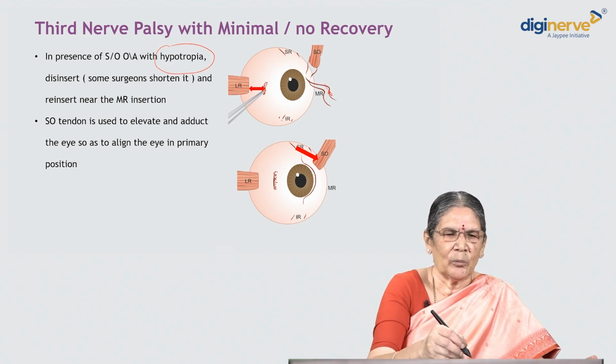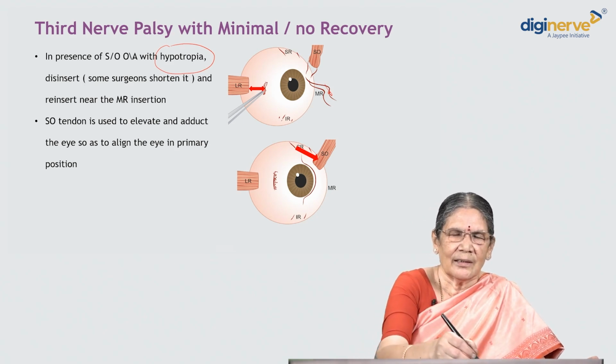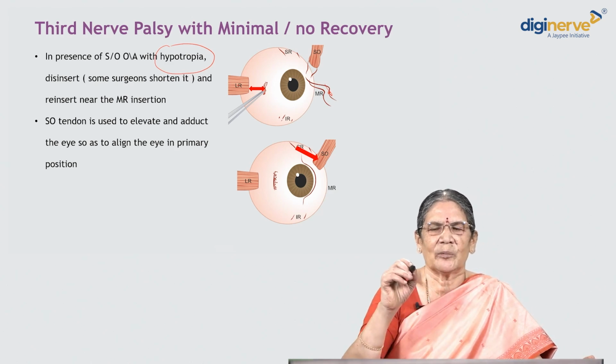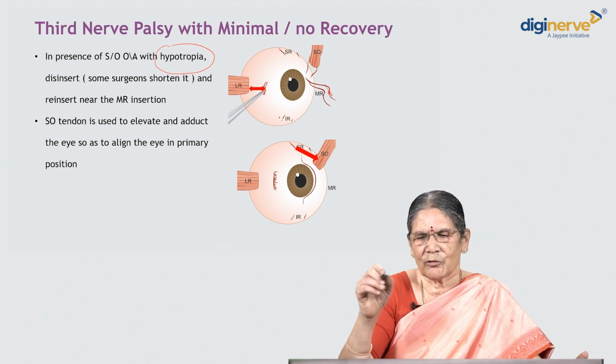So, what does the superior oblique do? This tendon is used to elevate and adduct the eye, so that the eye can get aligned in primary position. This may not be a very successful procedure, but when there is no other option, this could be a better choice.